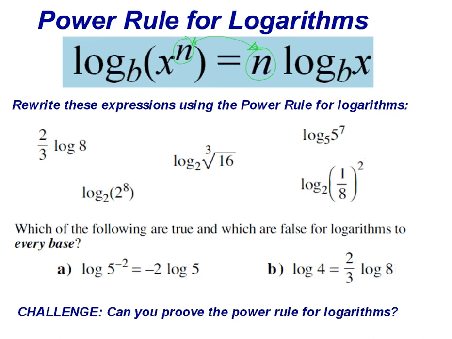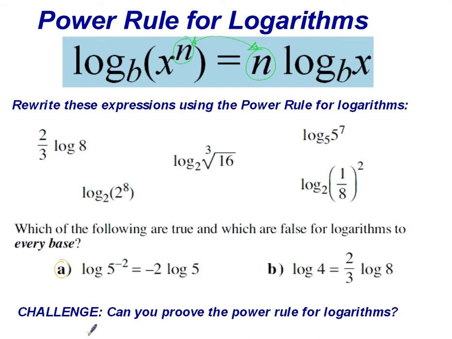All right, let's keep going here. Now, what's this next question? Which of the following are true and which are false for logarithms to every base? Every base. Okay, so let's see what they're saying here. In this first one, part A, we see log, the base is not written down, so that means it's base 10. And they're basically saying, is this a true statement?